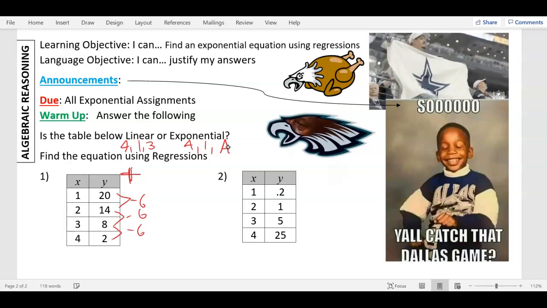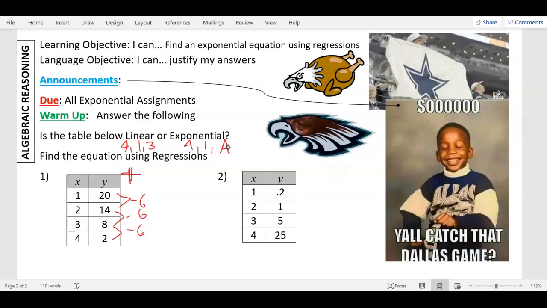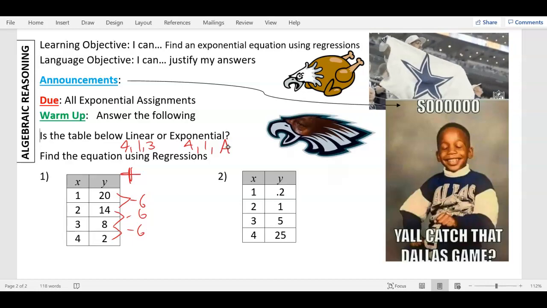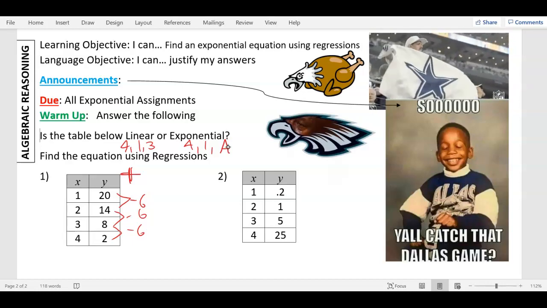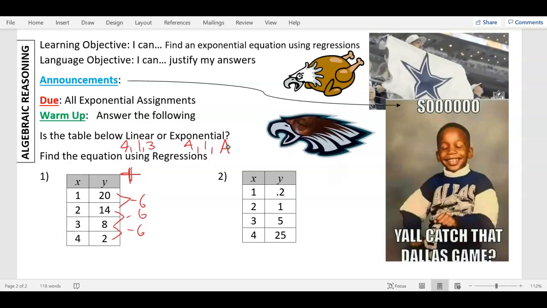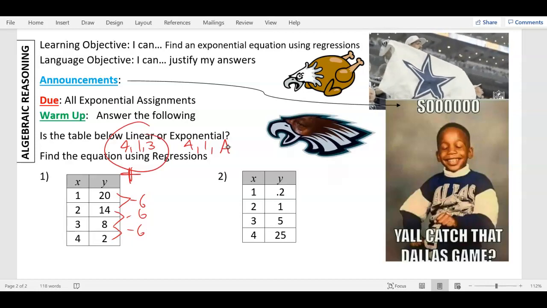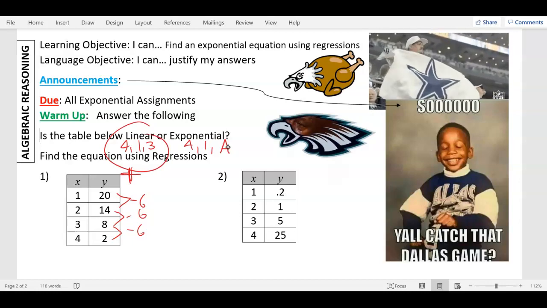Okay, so do you think this is linear? Yes. Why? Because it's adding negative 6 each time. So you should be able to tell me, without a calculator, whether it's linear or exponential. Now, once you know it's linear, guess what you can do? Menu 413, type it in the spreadsheet, menu 413, get your equation. That's what we're going to do right now.